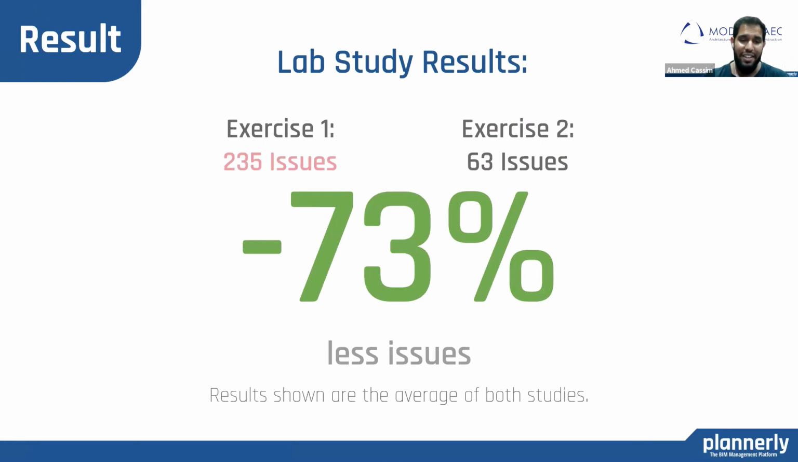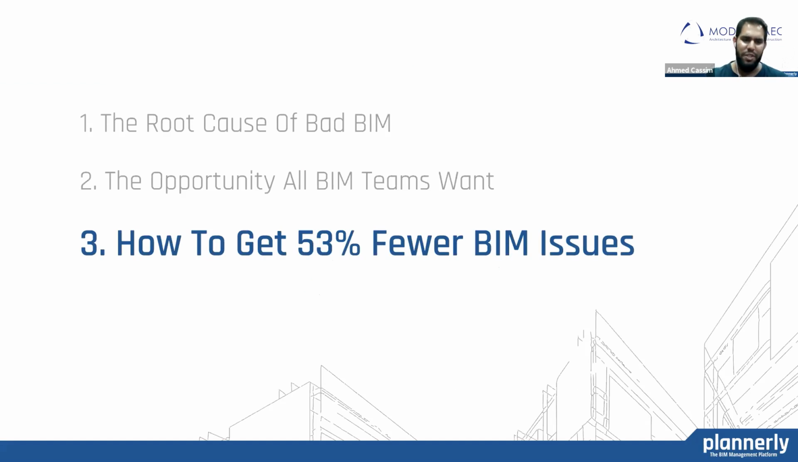In exercise 1, their average issues were 235 elements taking up the same space, etc. In exercise 2, there were only 63 issues, and they still had some time to come in and reduce that number. The same 80-minute period with a little bit of guidance made such a huge difference. So this leads us to the next chapter: how to get 53% fewer issues.